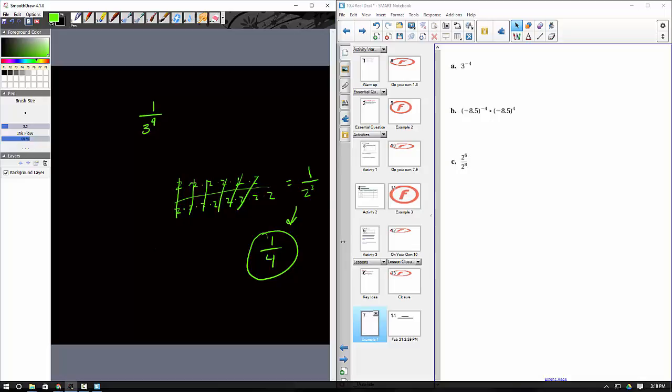I could write it as 1 over 2 to the second, because that's what I have left on the bottom. There's 2 more than the top, right? And if I want to rewrite that, I could rewrite it as 2 to the negative second, or 1/4. They mean all the same thing.